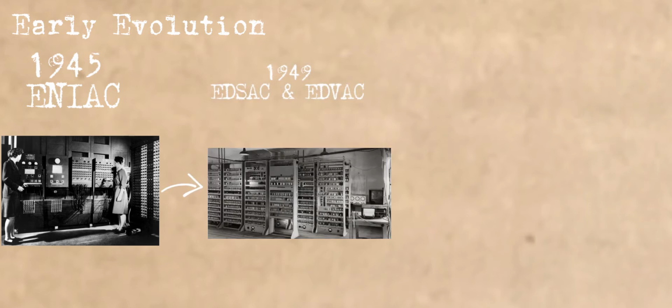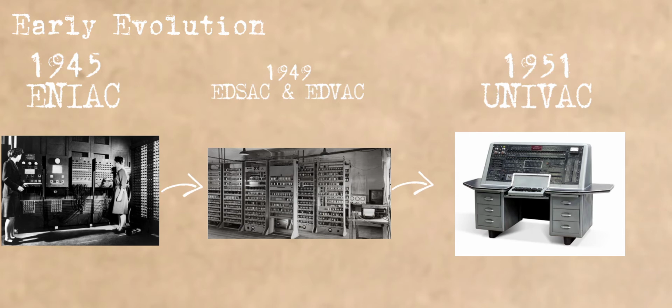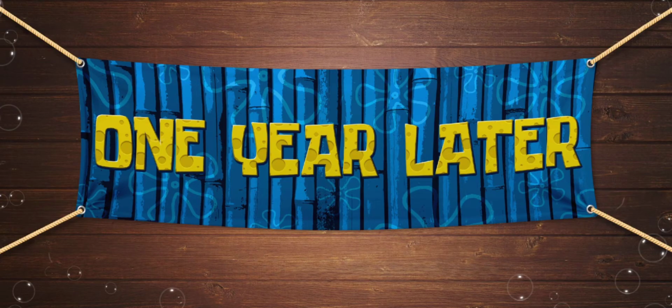After 4 years, EDVAC and EDSAC were developed. It is considered one of the earliest electronic computers. Unlike its predecessor, the ENIAC, it was binary rather than decimal, and was a stored program machine. After that is the UNIVAC in 1951. It was the first general-purpose electronic digital computer designed for business applications produced in the United States. One year later, the IBM 701 was developed. It is known as the defense calculator while in development.